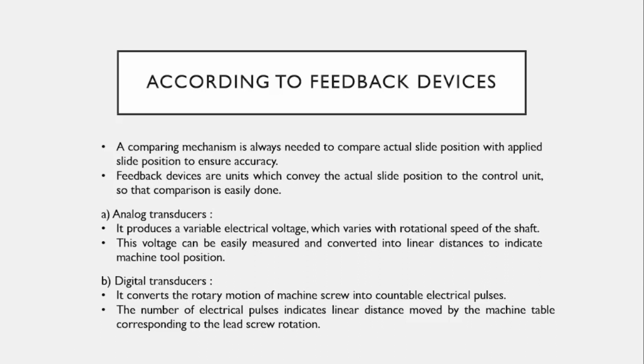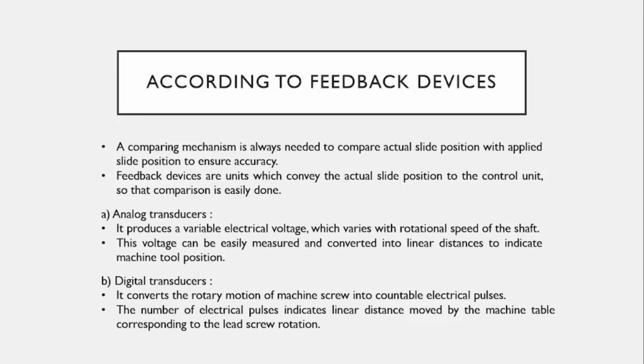According to the feedback devices, a comparing mechanism is always needed to compare actual slide position with applied slide position to ensure accuracy. Feedback devices or units convey the actual slide position to the control unit, so the comparison is easily done.